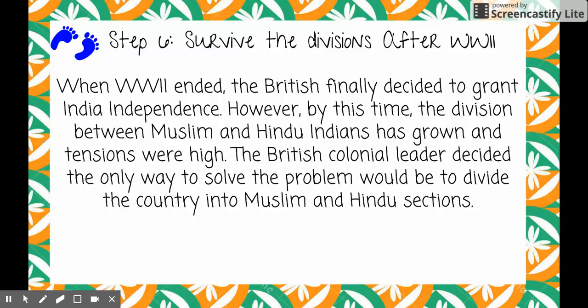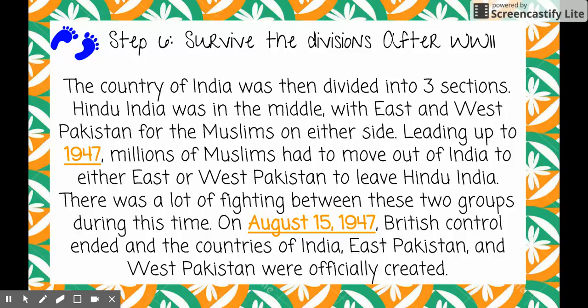They started out as two different groups with the same goal in mind, just to get Indian independence, but these two groups began to fight over the years and tensions were high. The British colonial leader decided the only way to solve the problem would be to divide the country into Muslim and Hindu sections. So the British leader decided we're going to split India into Muslim and Hindu sections, and that way nobody will fight. The country of India was then divided into 3 sections. Hindu India was in the middle, with East and West Pakistan for the Muslims on either side. Already it sounded like it's not going to work.